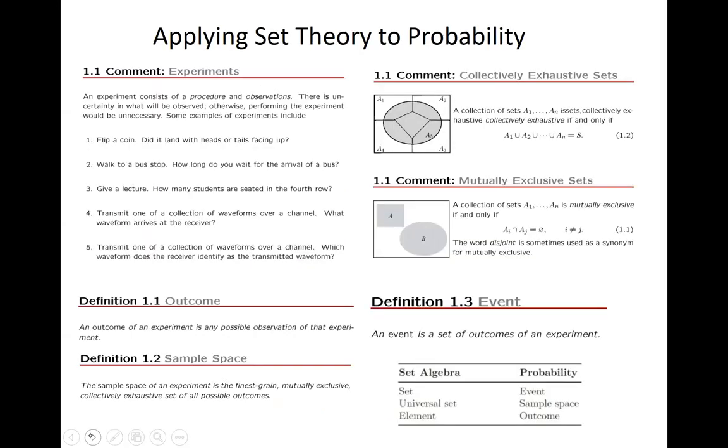Okay, we usually start with experiments in probability theory. An experiment has a procedure and observations, and there is always an ambiguity and uncertainty in the observation, and this is a very widely used concept.